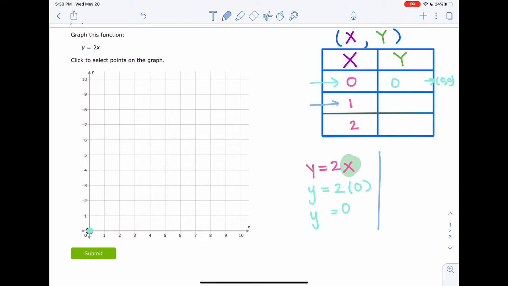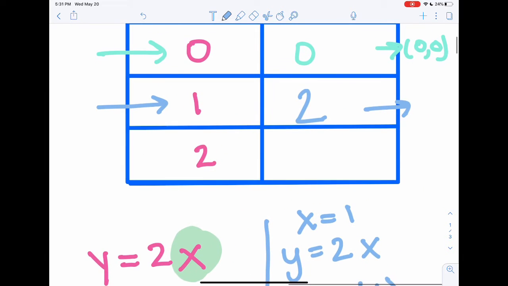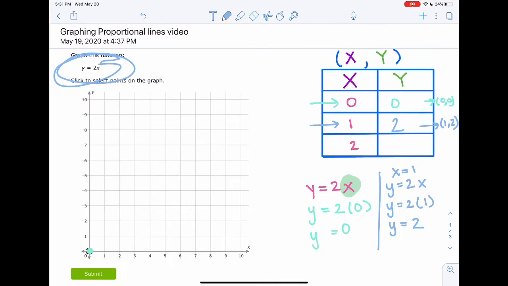Let's go ahead and do x equals 1. So x equals 1, y equals 2 times x. That is my original equation here. So y equals 2 times parentheses 1. 2 times 1 is 2, so y equals 2. So when x is equal to 1, y equals 2. So my point is 1, 2. So on my graph, I'm going to go to 1, and then I'm going to go up 2.